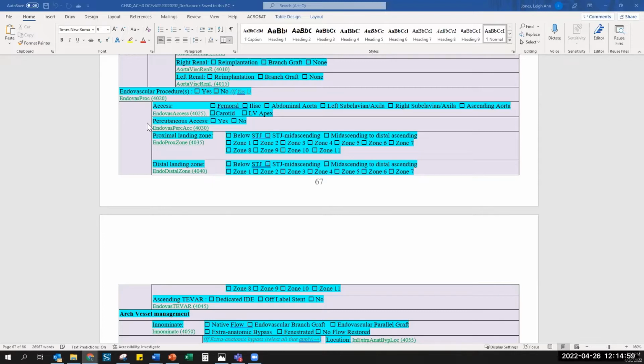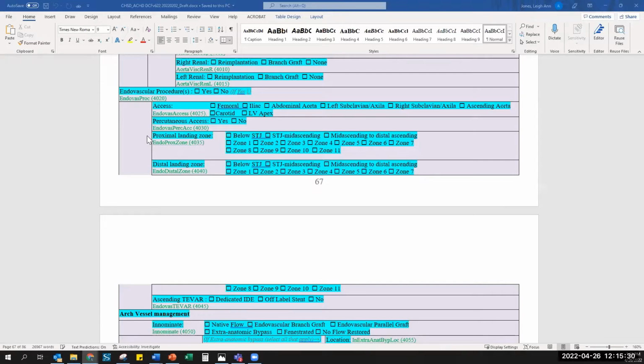Okay, so then we go into the proximal landing zone. This is the area of the aorta that's closest to the heart where the graft is located. So this is your most proximal site where you're going to put this stent graft. And again, we have the choices, starting with below the STJ, going all the way to zone 11. And again, we have a nice diagram that will assist you with that.